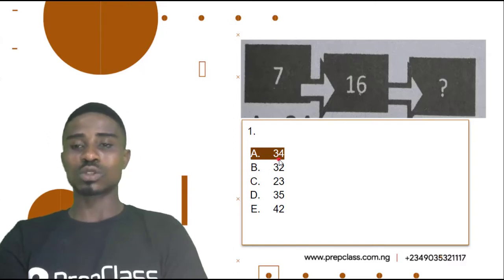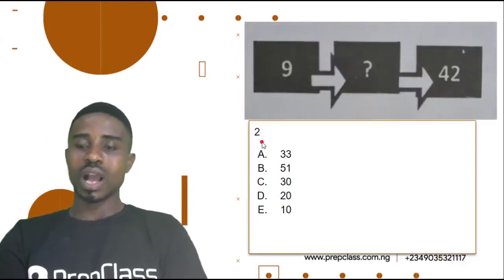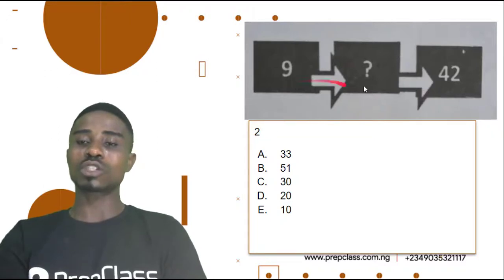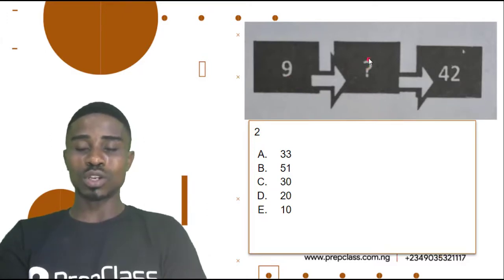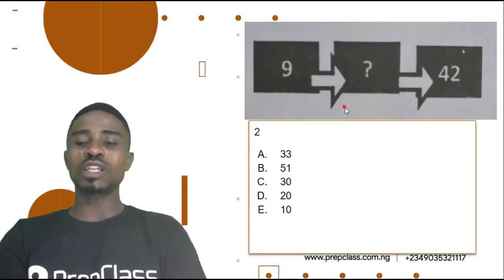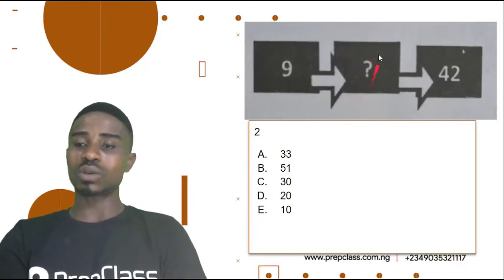Let's look at question 2. Now, question 2, we have 9, a question mark here, and 42. This question would be a bit taxing because we don't know the number here. So definitely we'll be bringing in variables. That means we'll be bringing in alphabets to represent the unknown answer. Then when we solve the equations, we are going to get these unknown answers. Let's see how to get it done.